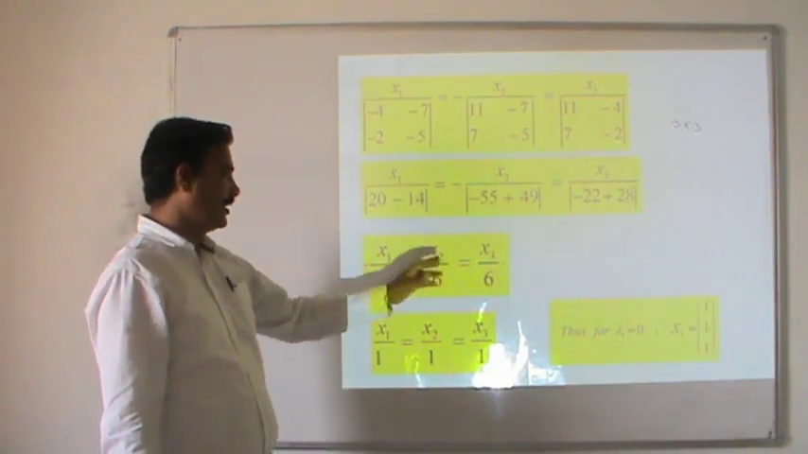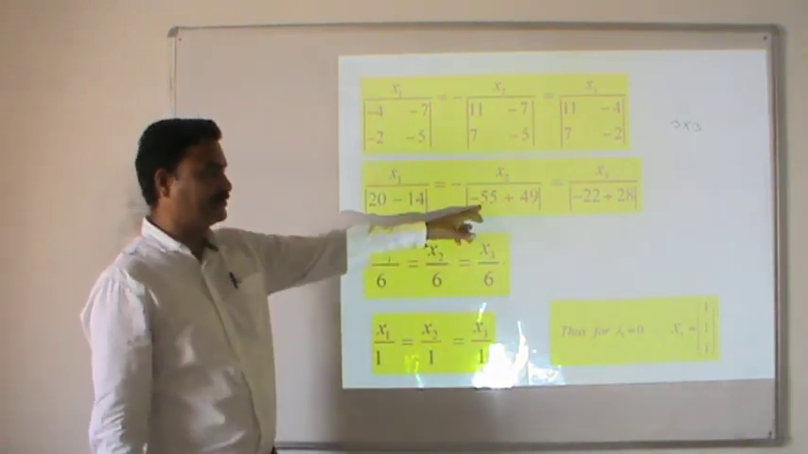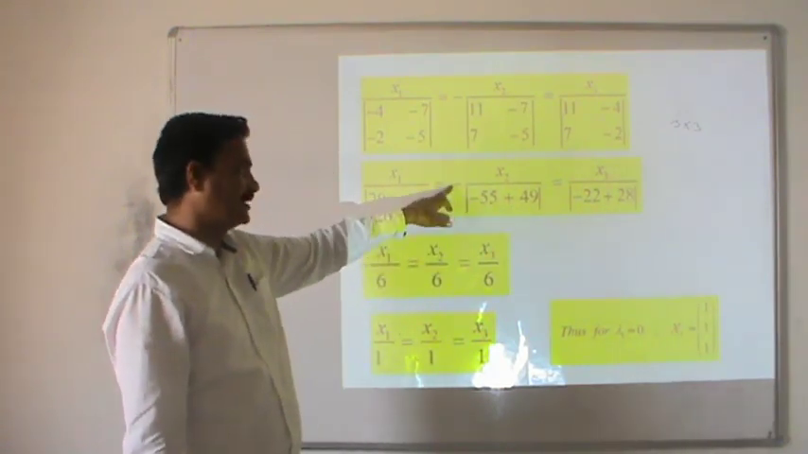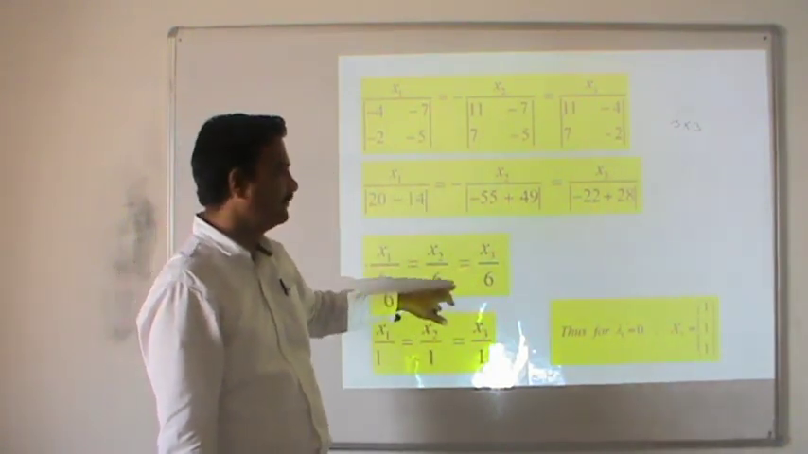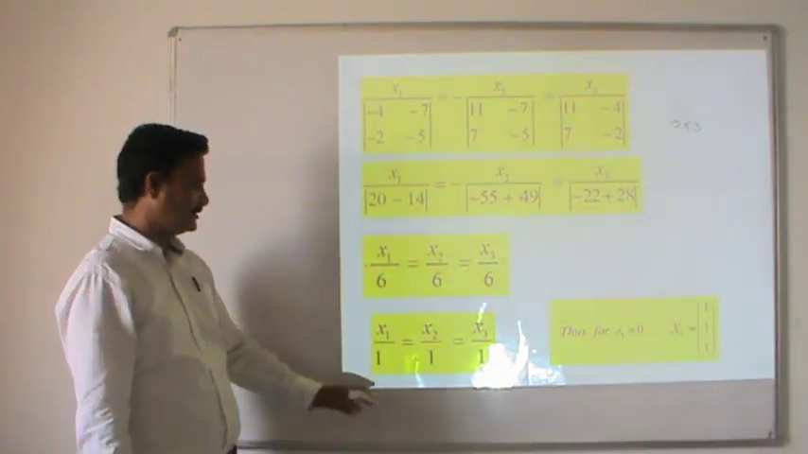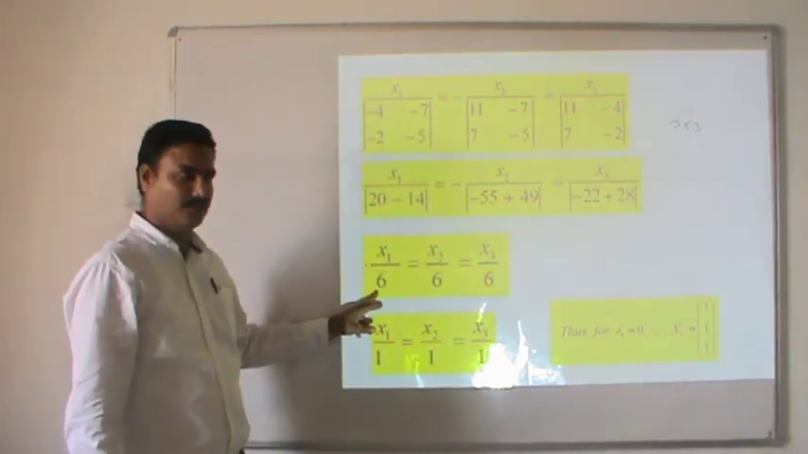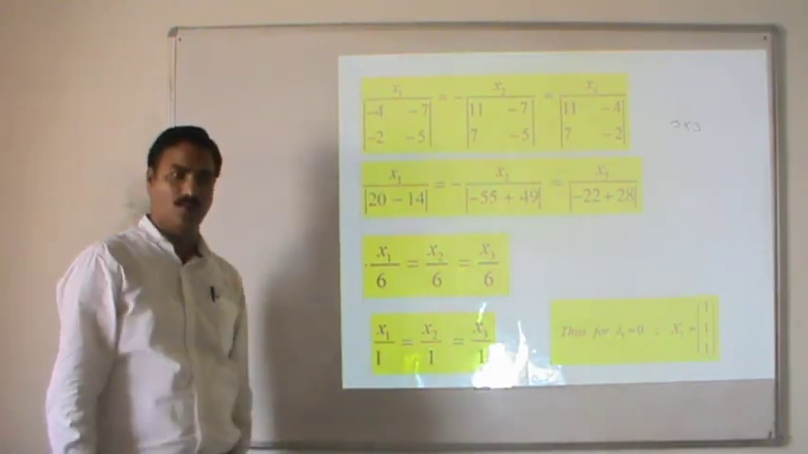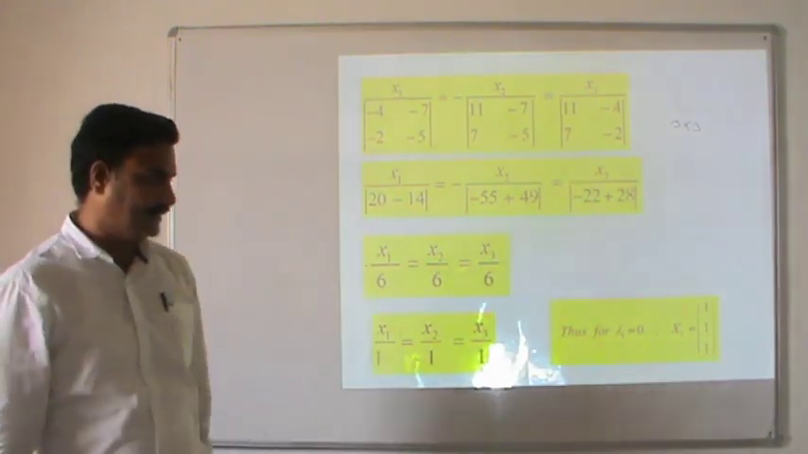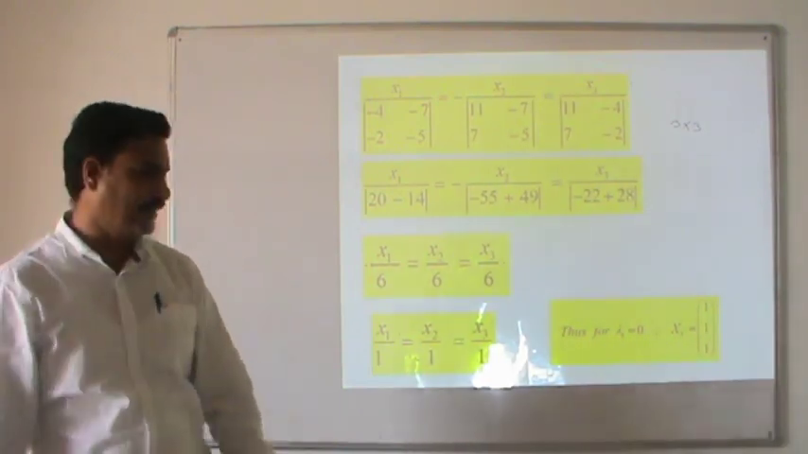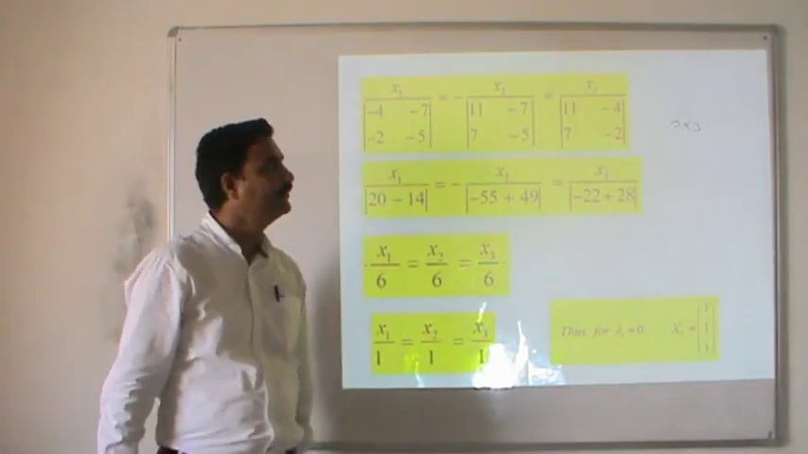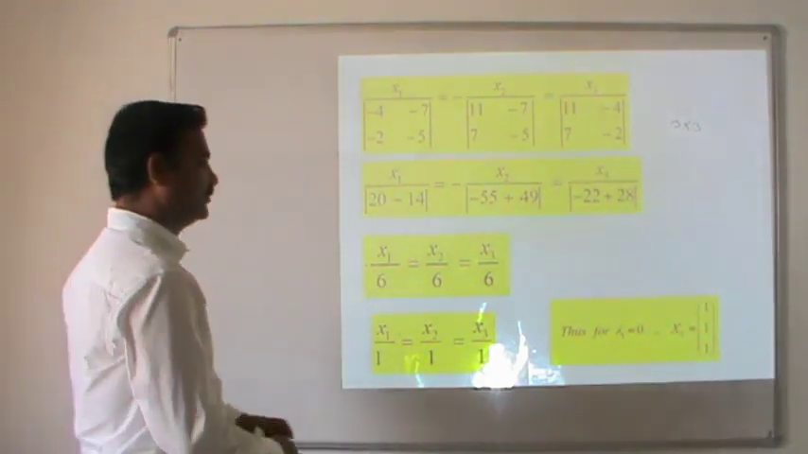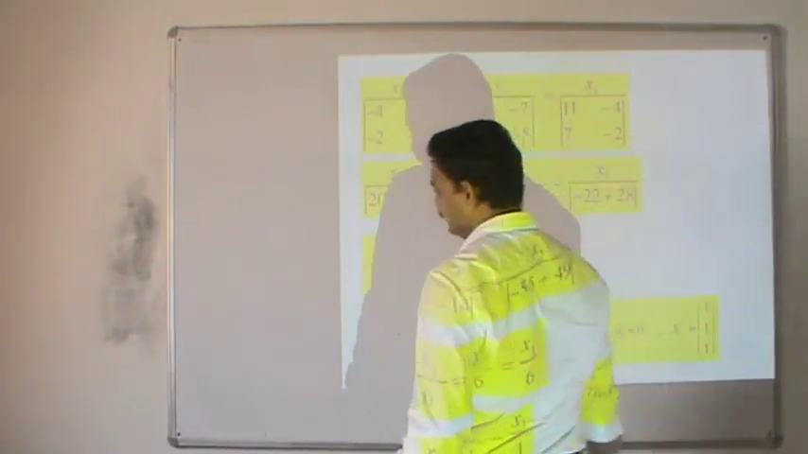Finally we obtain 6 and 6, because 20 minus 14 gives us 6, 35 minus 49 gives us minus 14, but minus minus becomes plus 6, and here again we will get 6. So if we simplify the ratios, finally we get x1 upon 1, x2 upon 1 and x3 upon 1, which gives us the eigenvector 1, 1, 1 corresponding to eigenvalue lambda 1 equal to 0. So this is our first eigenvector corresponding to first eigenvalue lambda 1 equal to 0.